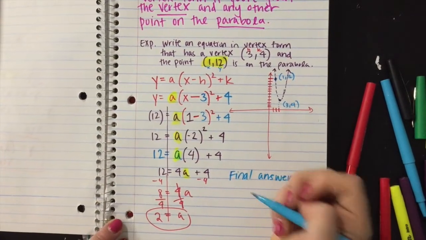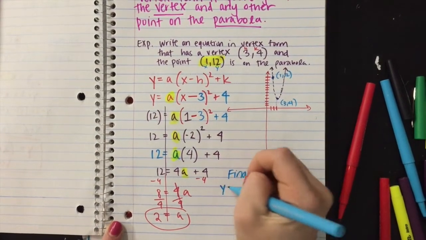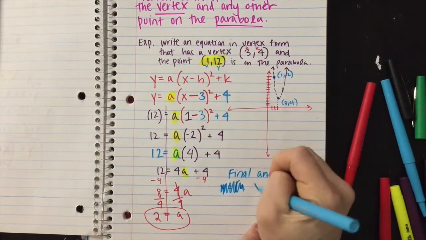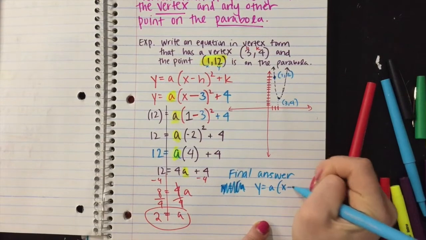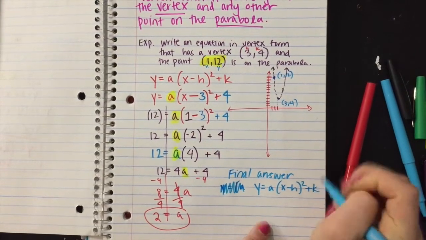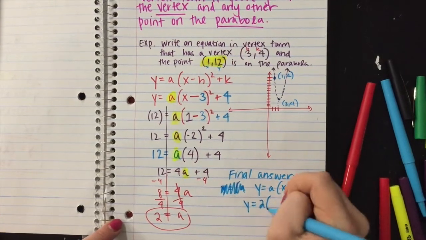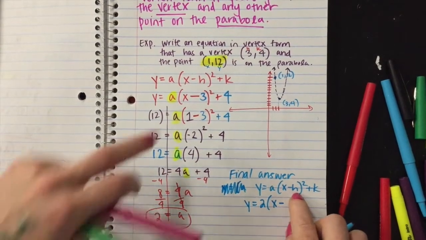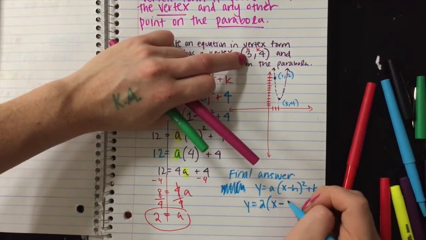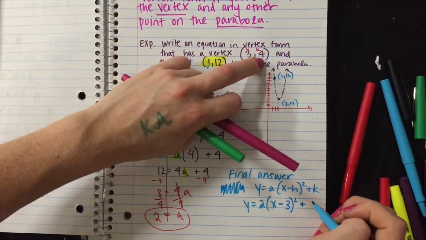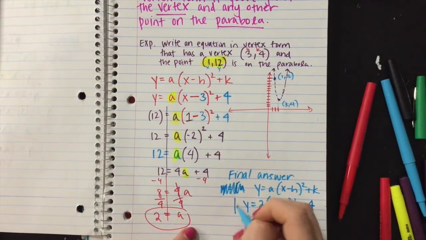So your final answer is that, let's see, we start with our regular vertex form. Y is equal to a (x minus h) squared plus k. And now you know what a is. So y is equal to 2 (x minus 3) squared plus, what's my k? My k is 4, and that's it.